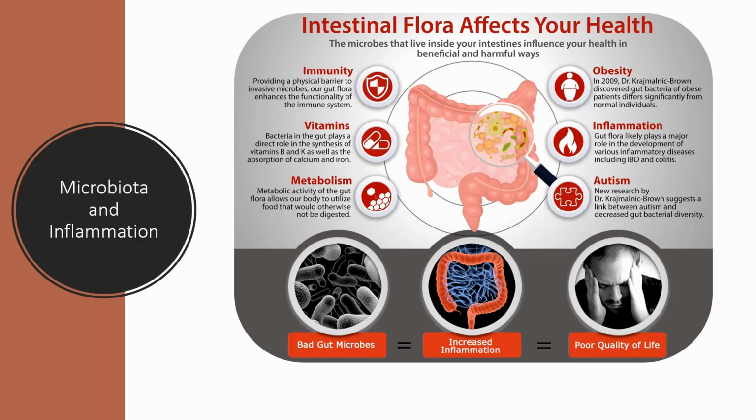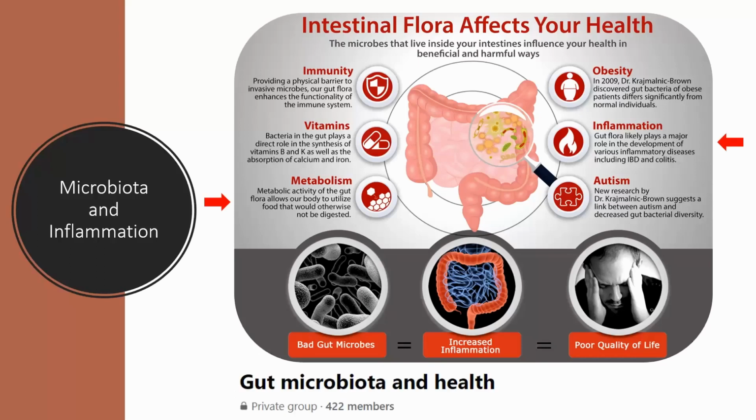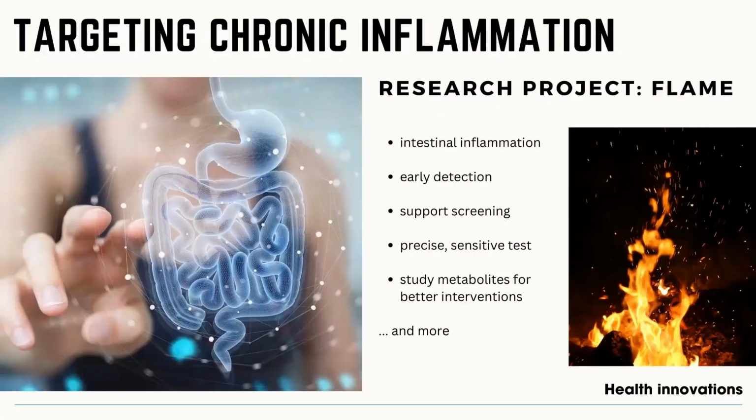When there's a disbalance, we end up with specific metabolic syndromes and diseases such as obesity and diabetes, autism and autoimmune disease, and also, as we're going to discuss today, inflammation of the intestines, but also systemic inflammation. These bad gut microbes or any disbalance would result in increased inflammation of the intestines and, of course, poor quality of life. So if we have to target chronic inflammation, the first thing is that we need to see it.